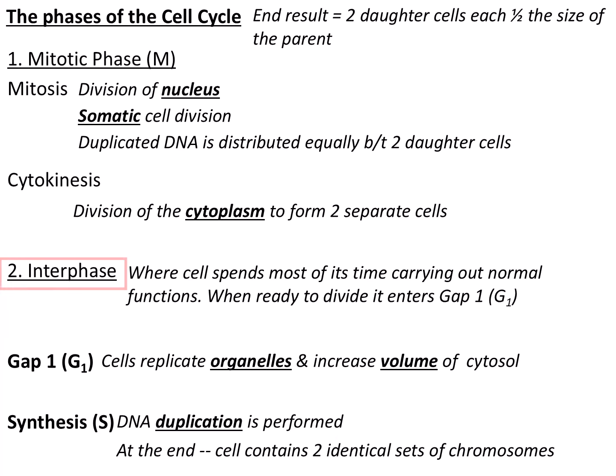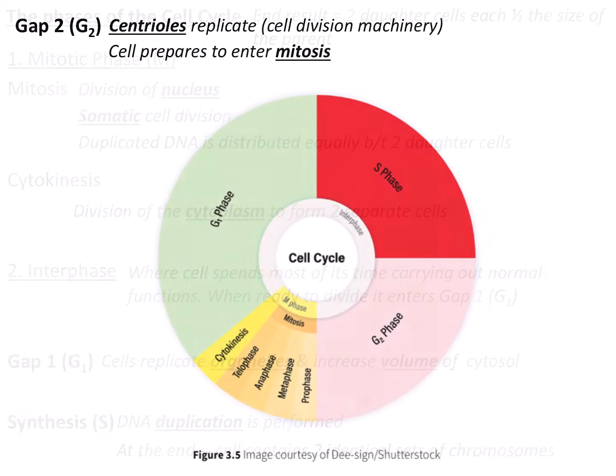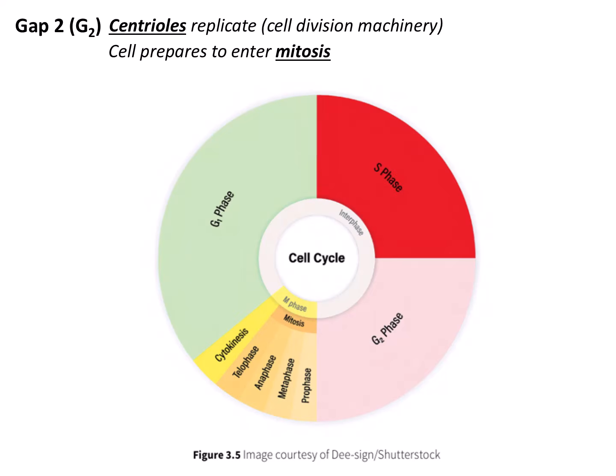When it's ready to divide, the cell will enter gap 1. Gap 1, or G1, is where the cell replicates its organelles and increases the volume of the cytosol. From there, the cell moves into the S, or synthesis phase. In this phase, DNA duplication is performed, and at the end of this phase, the cell has two identical copies of its DNA. The last and final phase before mitosis is called the gap 2, or G2 phase.